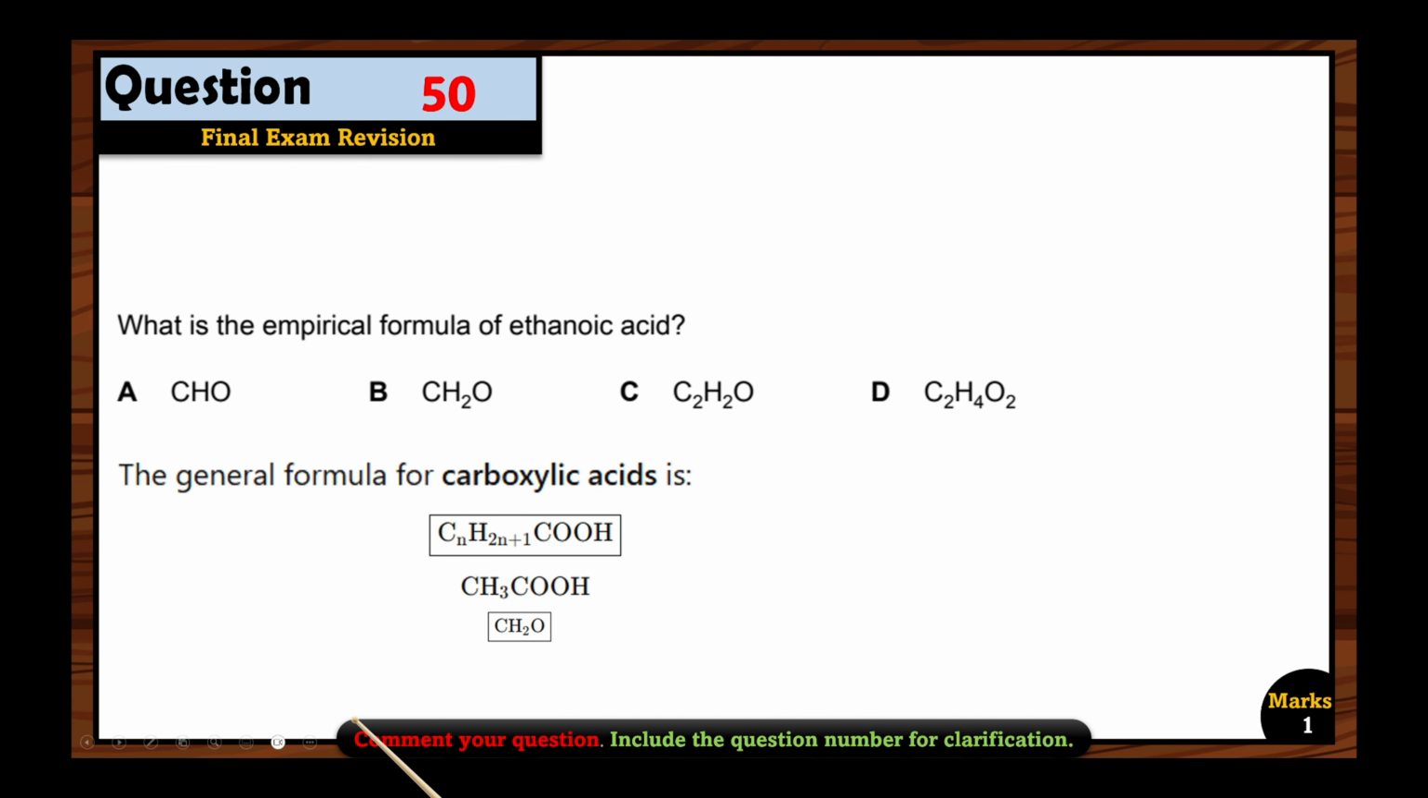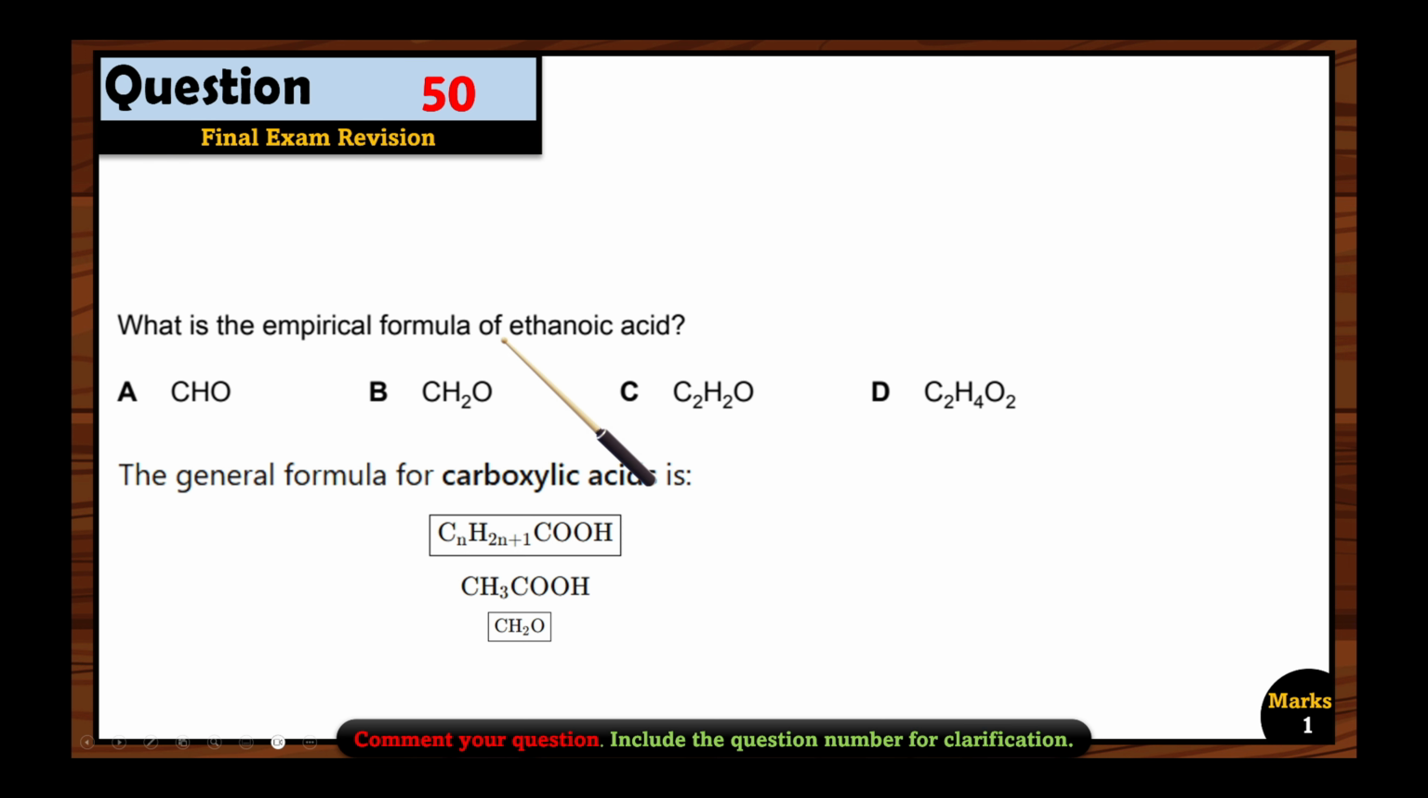Question number 50. What is the empirical formula for ethanoic acid? Now for ethanoic acid, they have not given you anything. You need to actually remember the formula for ethanoic acid. Then you can find the empirical formula. So it's related to organic chemistry. When we come to the organic chemistry topic, I will make it clear how you can find the formulas and how you can make them.